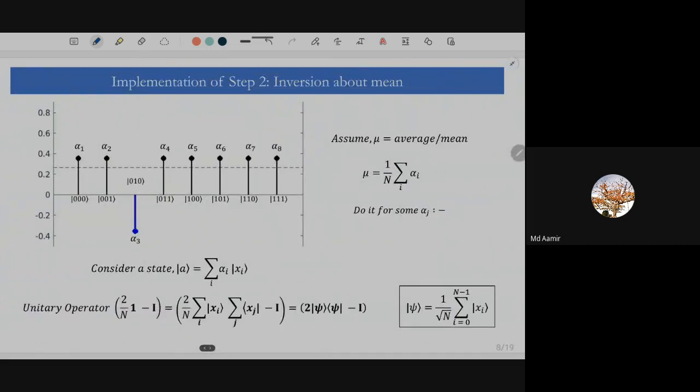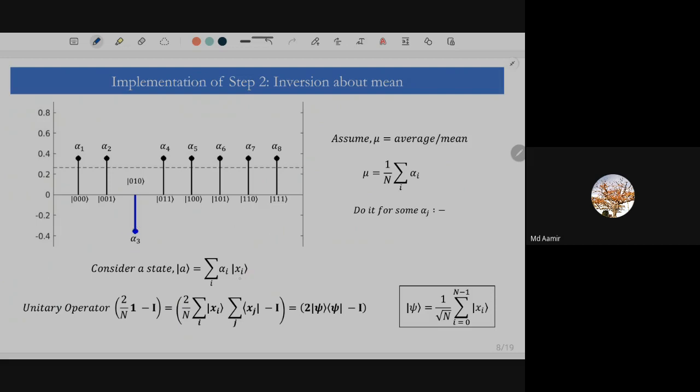So now the inversion about the mean. How we can find this mean, and how we can do the inversion, that we have to see here. So we have this state, let's say state A or psi, and it has amplitudes. It's not a uniform superposition, but it's some superposition of x_i's. For example, this is not a uniform superposition because alpha 3 is negative.